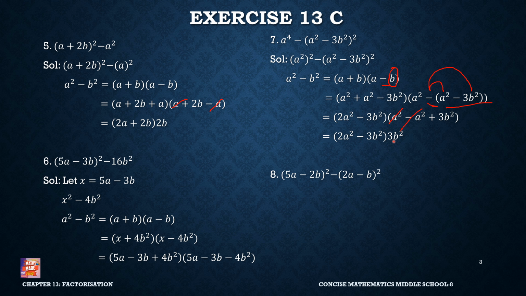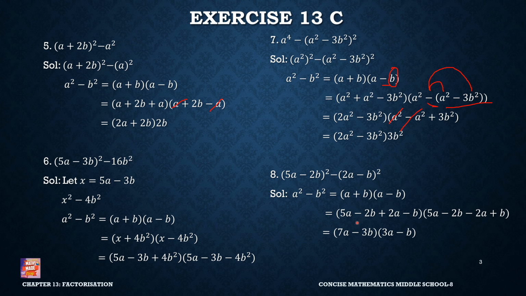Now let's move on to the eighth one. This is in the form of a square minus b square. So we can directly substitute. A has 5a minus 2b and b has 2a minus b. So when you substitute the corresponding values, this is what we get. Here 5a plus 2a. So both are like terms, so you can add it up. So it becomes 7a, and here minus 2b minus b. So it becomes minus 3b.